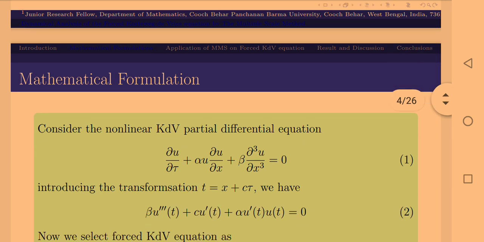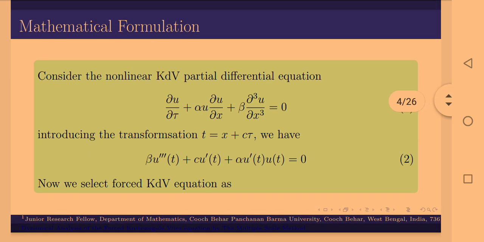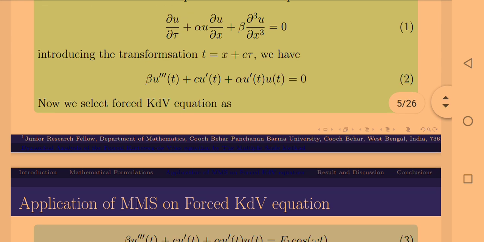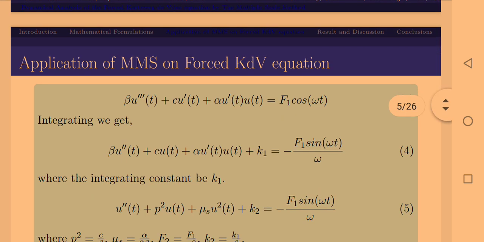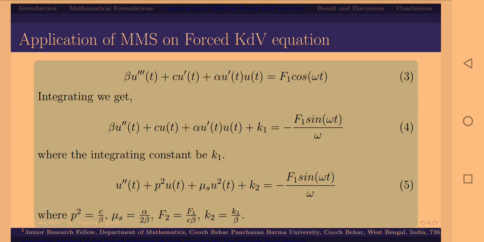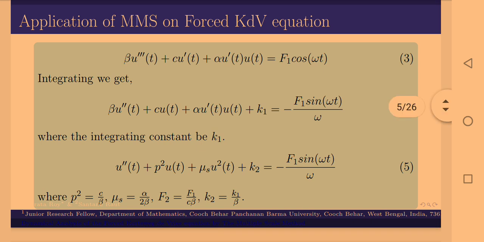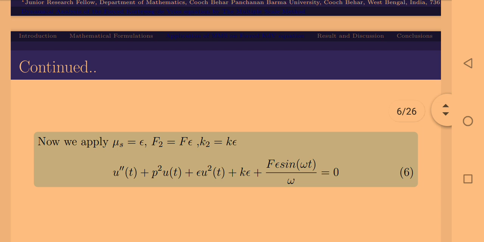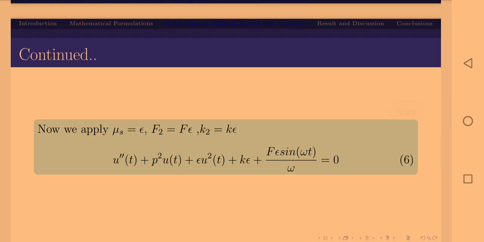Here I consider the nonlinear KdV equation of the form. Now introducing the transformation t equal to x plus theta, we have equation 2. Now we select the forced KdV equation in the form 2 and 3. Now integrating, we get equation 4, where k1 is the integrating constant. Finally, applying the parameters, we get equation 6.